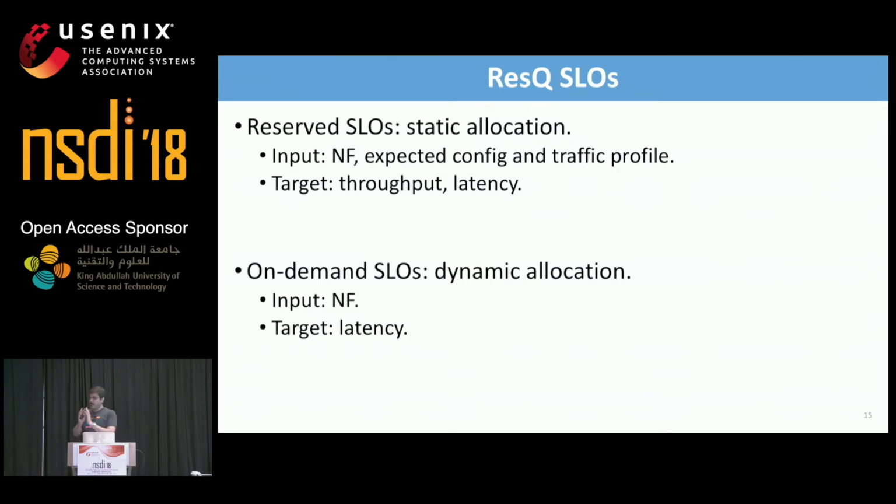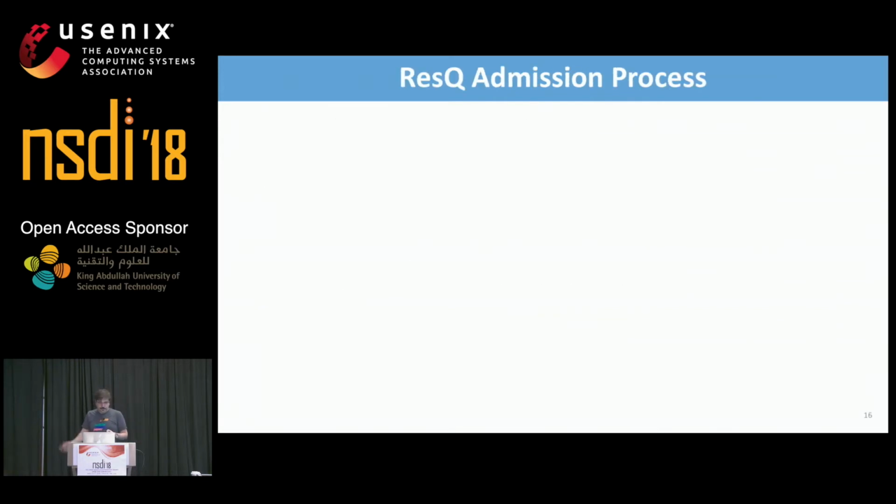The input is simply the NF. You don't need to specify your expected configuration or traffic profile, and just specify your target latency. And the system on demand tries to see if the latency target is violated and boosts up, gives you more resources to meet that demand. In the rest of the talk, I'll focus on the reserved SLOs.